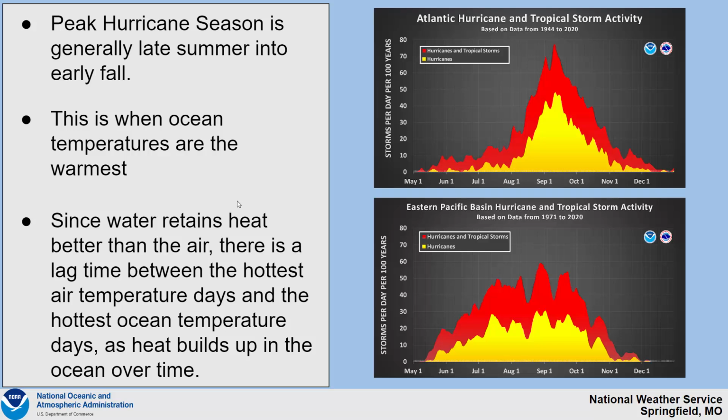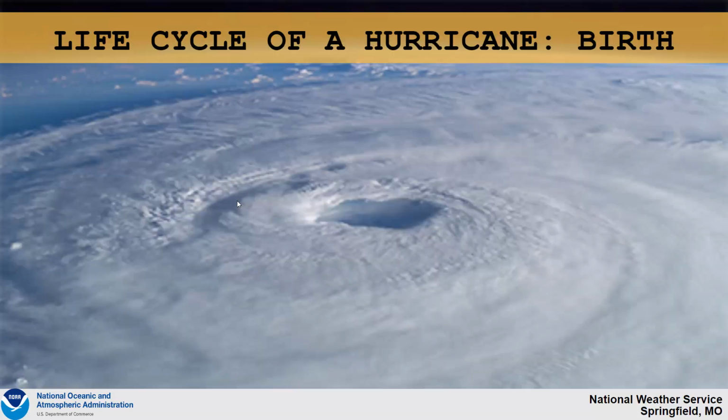But for this video, all you need to know basically is that water retains heat more than the air. So there is a lag time between the hottest air temperatures and the warmest ocean temperatures as the heat builds up in the ocean over time. This puts the warmest waters in the late summer into early fall, and as such, hurricane season generally peaks in this time frame.